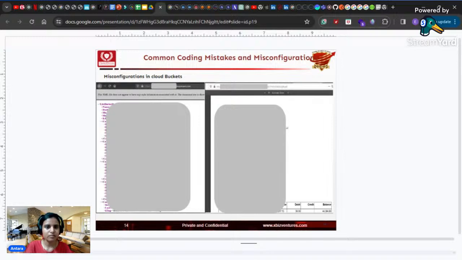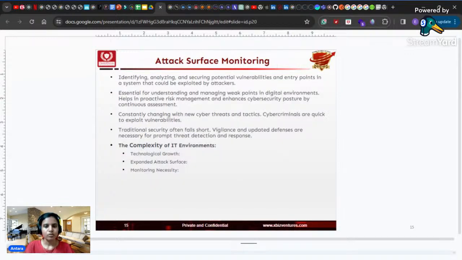And then there are some examples of misconfigured cloud buckets. These were publicly available, and whatever file types or data were stored in that storage, in the S3 bucket, I was able to access, download, and dump all the data in it, right? So these were some of the live examples that I was able to identify and exploit.